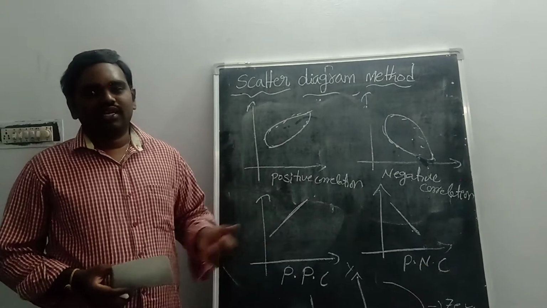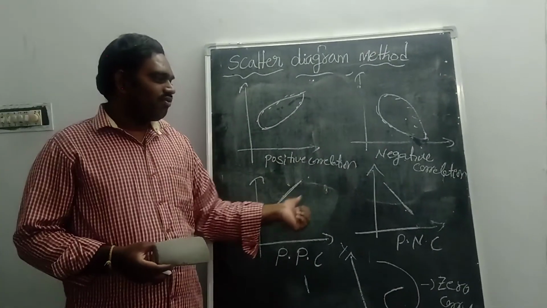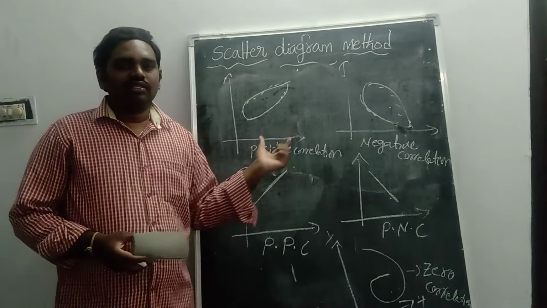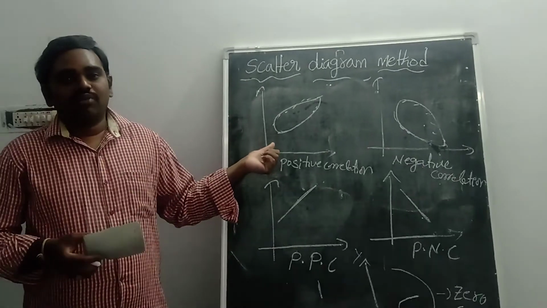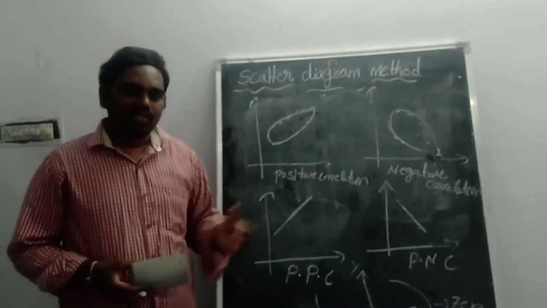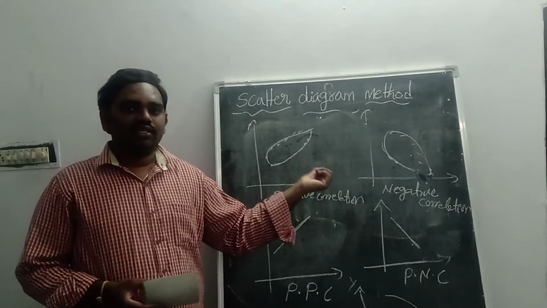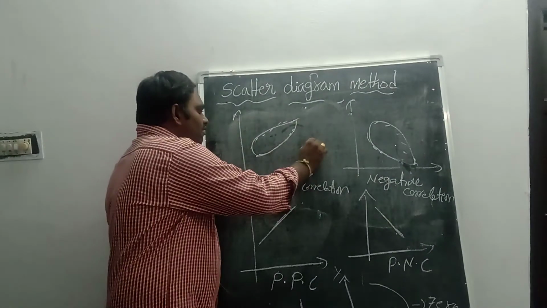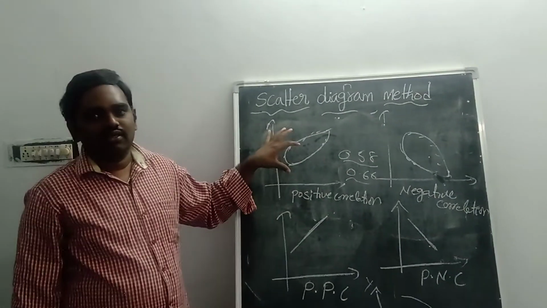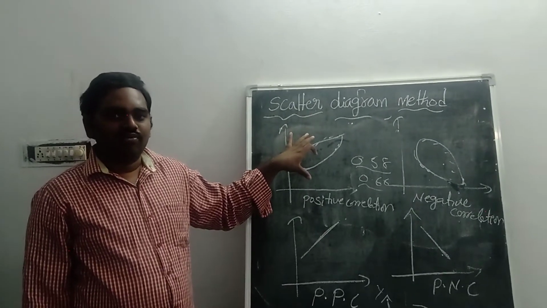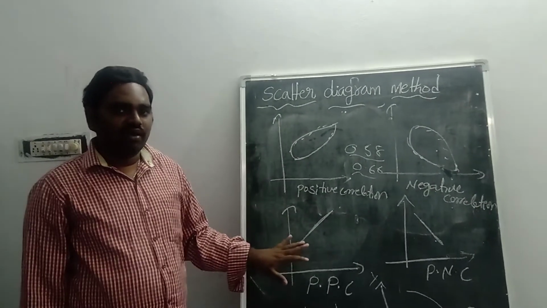The second demerit is that in the scatter diagram method, we can say only whether it is a positive correlation, a negative correlation, a perfect positive correlation or a perfect negative correlation. We can say only which type of correlation exists, but we cannot say how much correlation exists. Suppose X and Y values are marks in mathematics and marks in science, correlation exists, but whether it is 0.5, 0.58 or 0.66, we cannot say any numerical value in this method. This is the second drawback. So these are the two main drawbacks of the scatter diagram method.